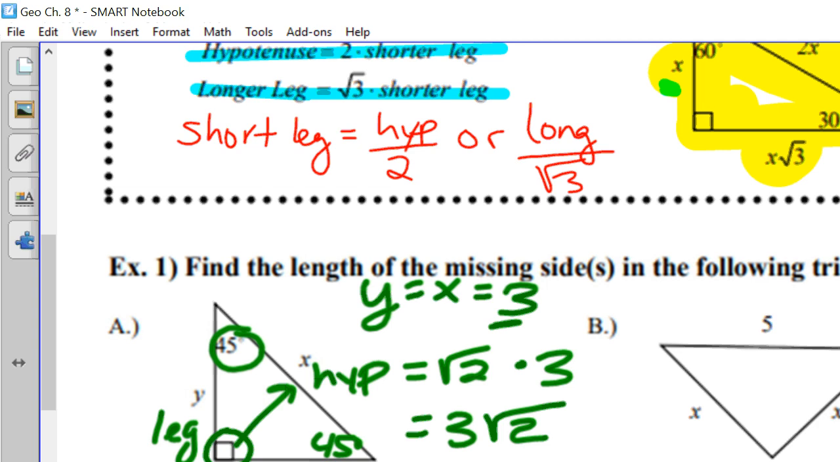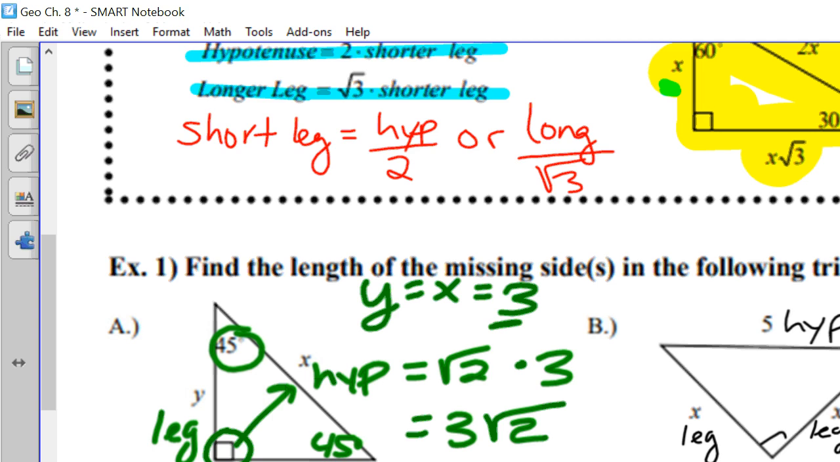So the hypotenuse, which is 5, is equal to root 2 times the leg. If you have trouble, the hypotenuse is always across from the 90 degree. Okay, so we are looking for x. So we divide by root 2, and we know x is equal to 5 over root 2.